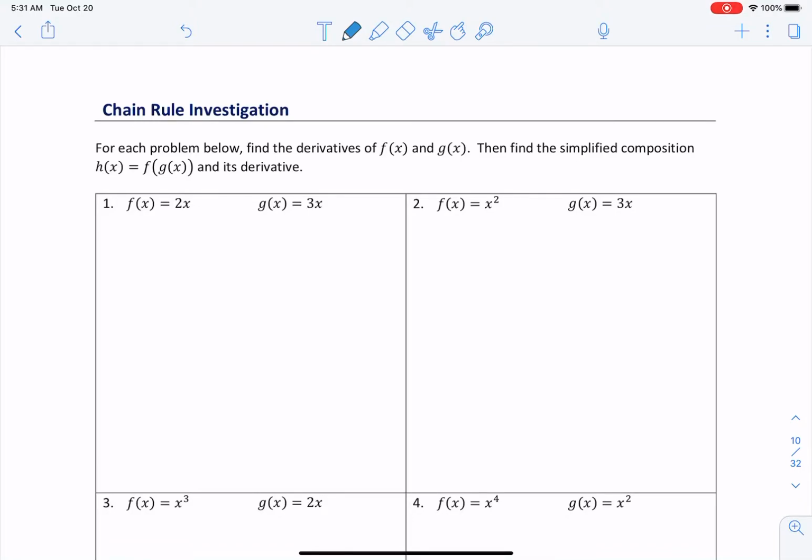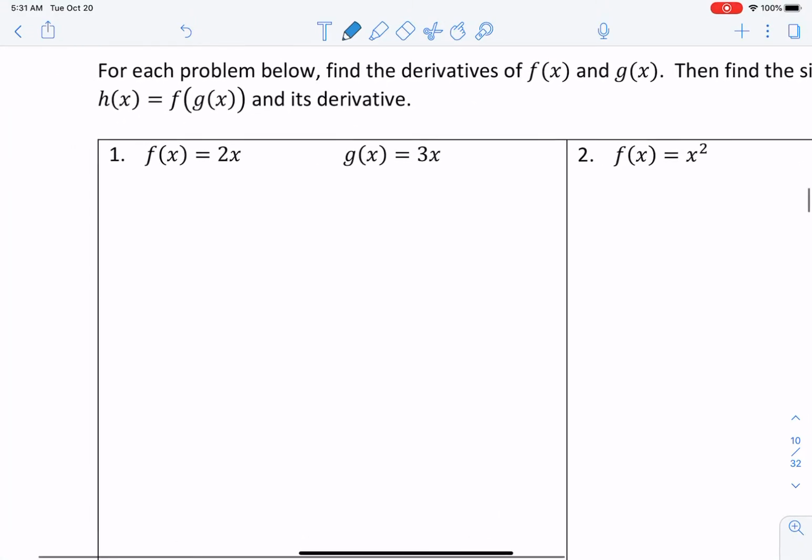So, step one. Let's find the derivative of each of these functions. Should be pretty easy here. F prime of x is equal to 2. All right, and then g prime of x is equal to 3. Okay, so we got our rate of change of 2 and a rate of change of 3.